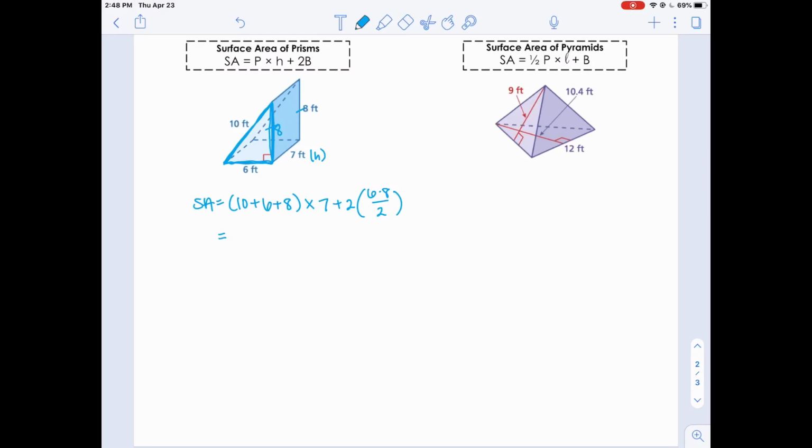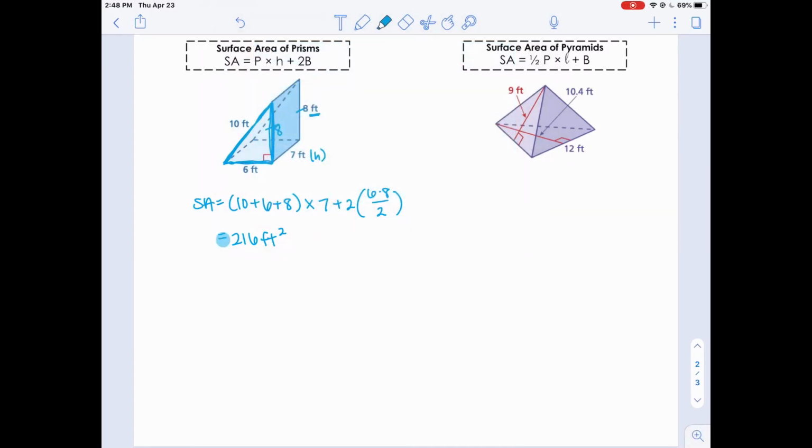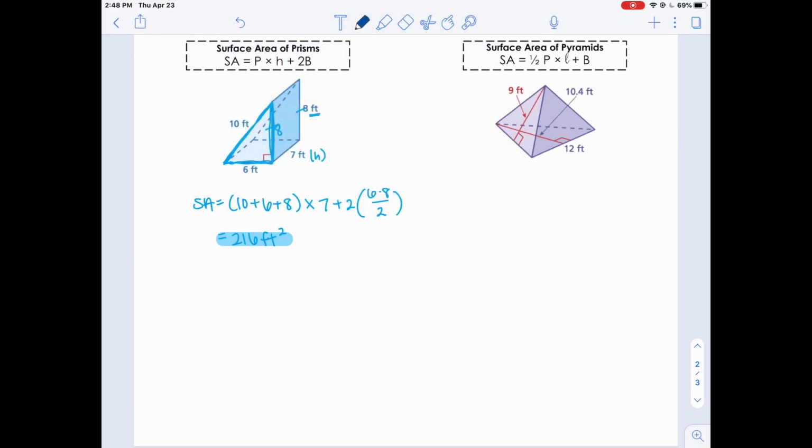Okay, I entered it all at once in my calculator and I got 216 feet squared. Notice that the unit here was feet. We're finding area, so this time our answers are going to be squared. So here my answer is 216 feet squared. Volume is cubed. Area is squared. Okay, let's wrap this up and take a look at a pyramid example.